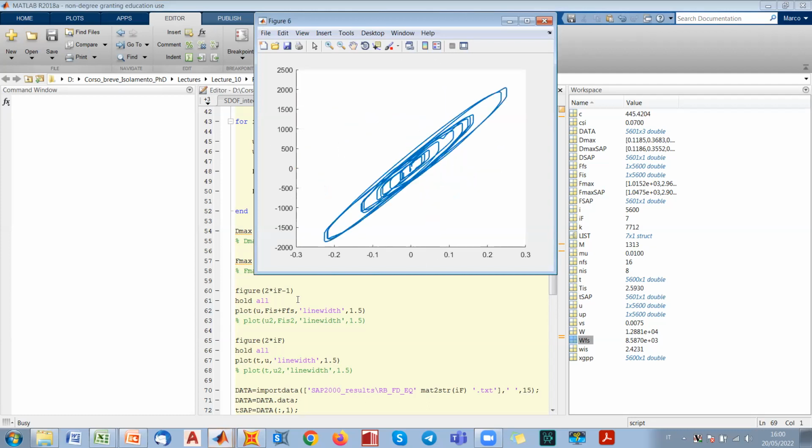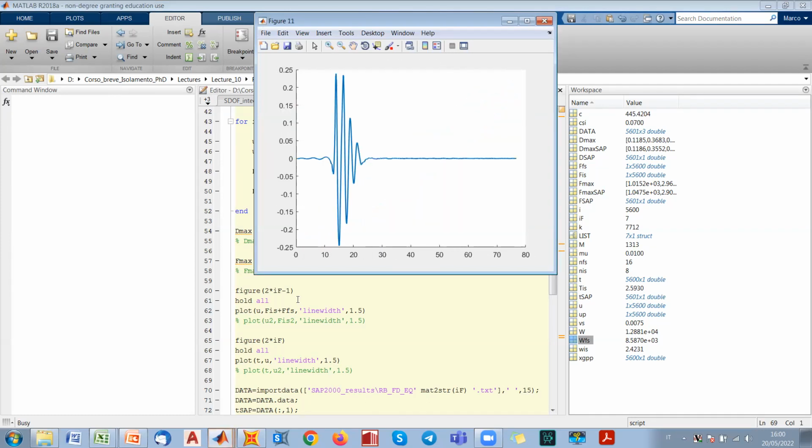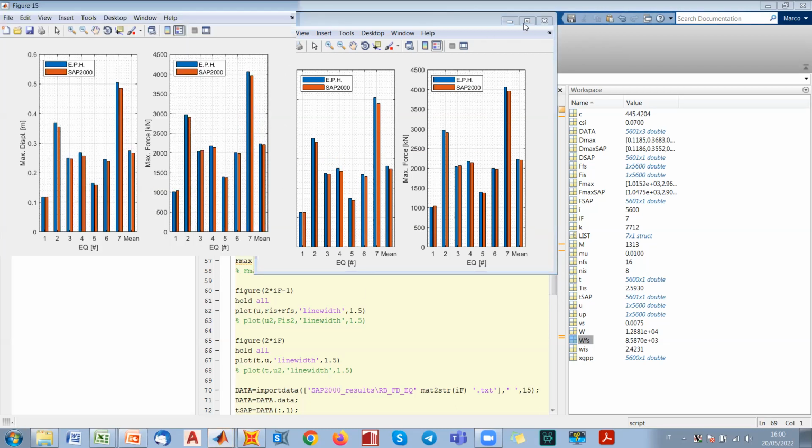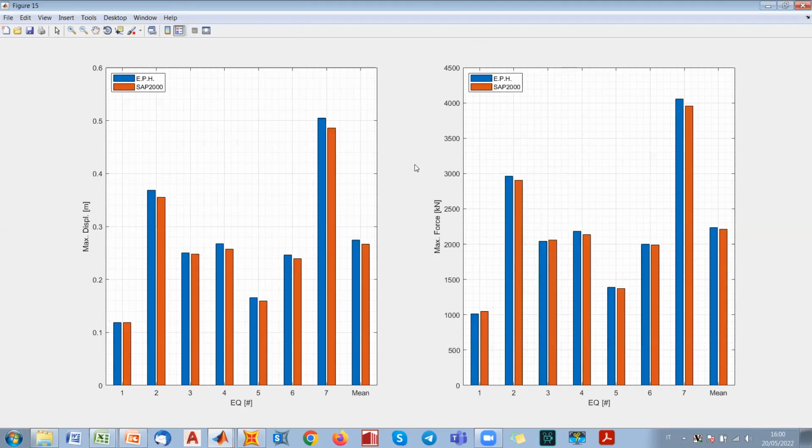Okay, so now everything works. So you see that here results are pretty close to SAP2000 with respect to the single degree of freedom, just because rubber bearings are linear.